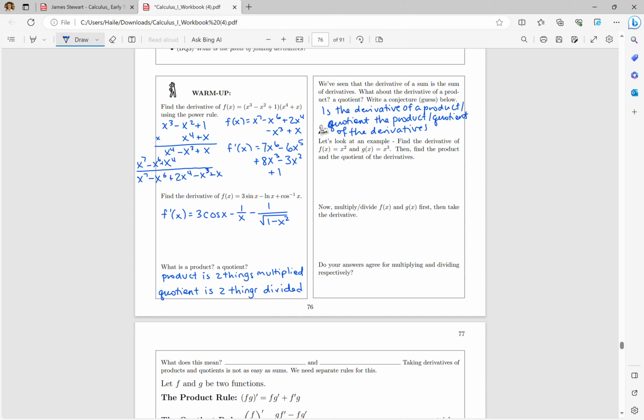So we're actually going to show that this is not true. And to do that, we're going to look at an example. Find the derivative of f of x is equal to x squared and g of x is equal to x cubed. Then we want to find the product and the quotient of the derivatives.